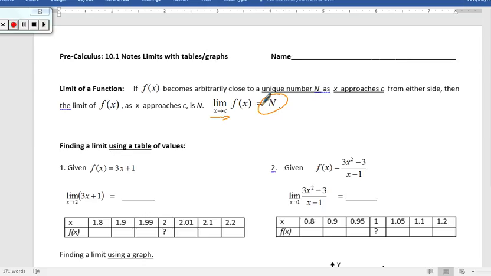Just give me 1 second. Alright, my cord was caught.